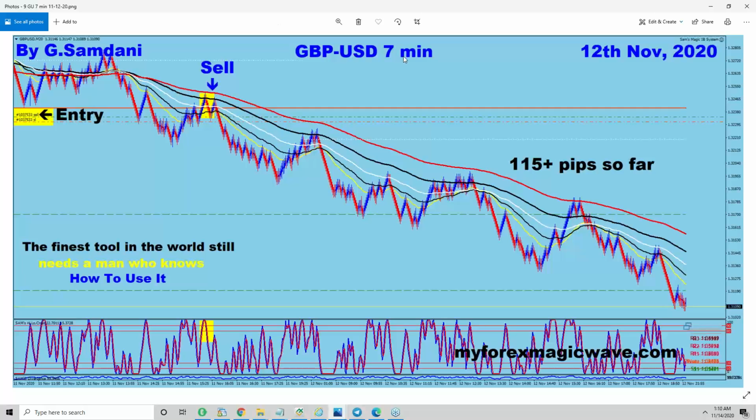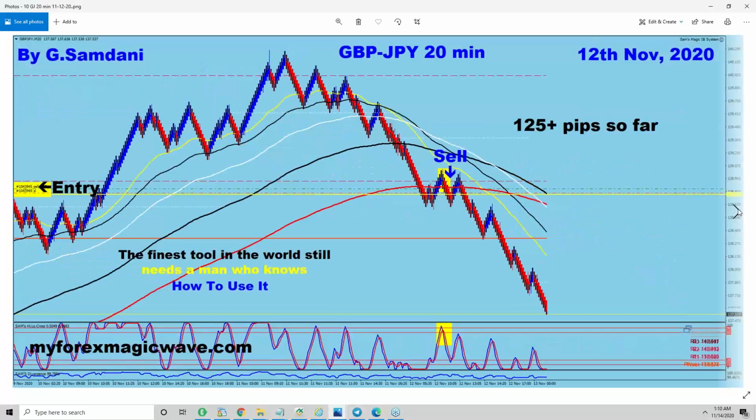Now this pound USD was coming down here, and I'll show you a couple of charts why and how I took this entry and how I usually take all of those entries. But the chart that I'm going to show is the long-term charts of this pound USD. This is from the 7-minute chart. Beautiful entries all the way down. 415 pip.